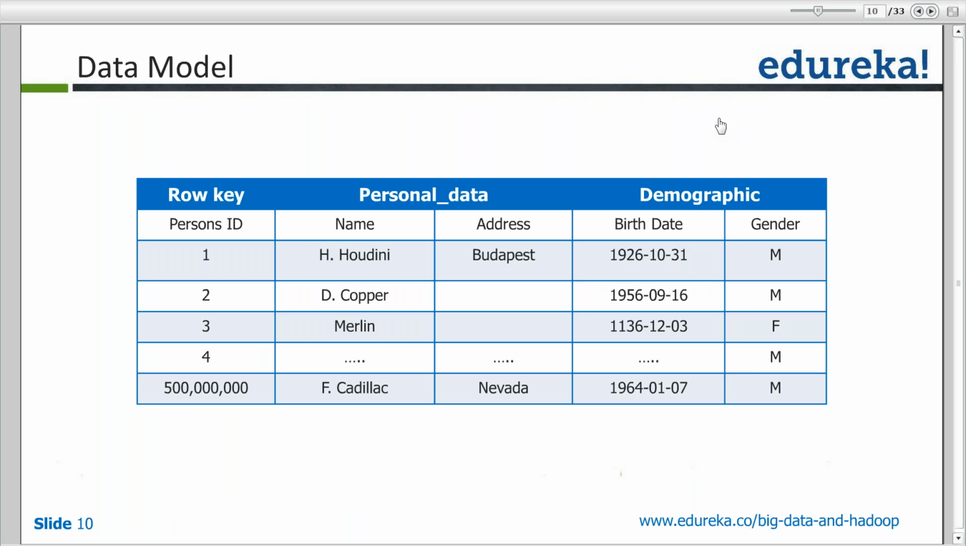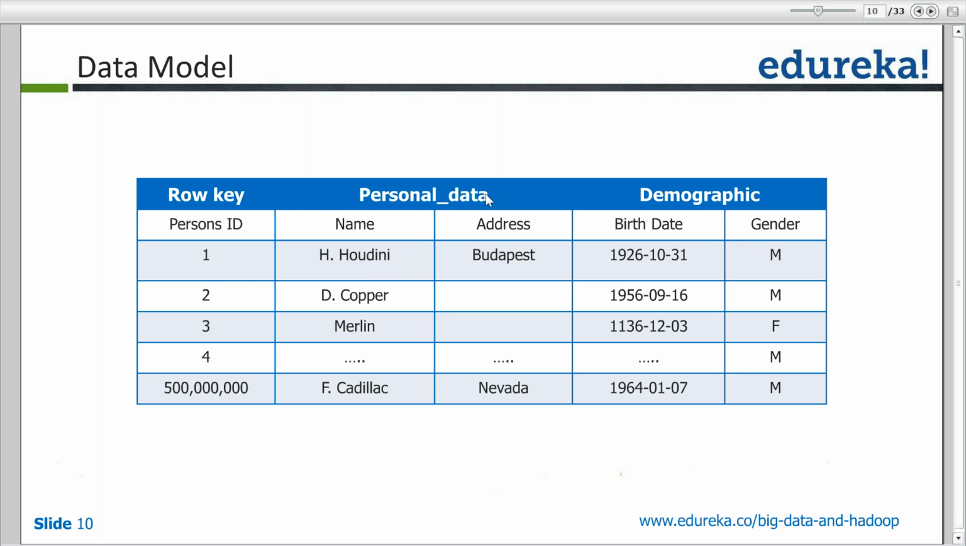Okay, so let's take an example. We have a table created. You can consider this to be, again, employee data. We have two column families, personal data and demographic. When we insert data into this table, every row ID is unique, and the columns corresponding to each column family you can define on the fly. Personal data has two columns, name and address. Demographic data has two columns, birth date and gender.